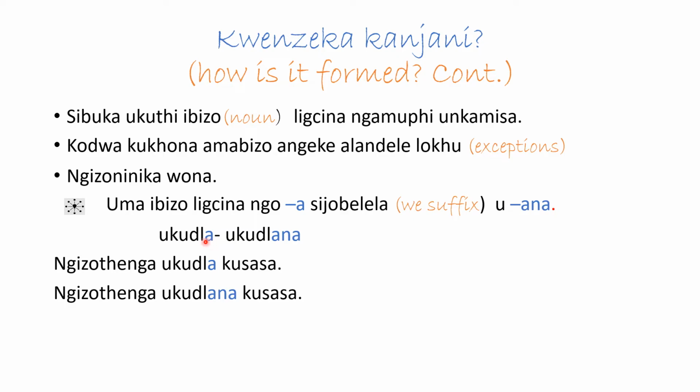Look at this noun, ukudla. The last vowel of this noun is A, but when we make it small, we are going to say ukudlana. Let's look at the sentence. Ngizothenga ukudla kusasa. Ngizothenga ukudlana kusasa. This noun takes ana when it's a diminutive. So this is the rule: uma ibizo ligcina ngo A, we suffix ana.